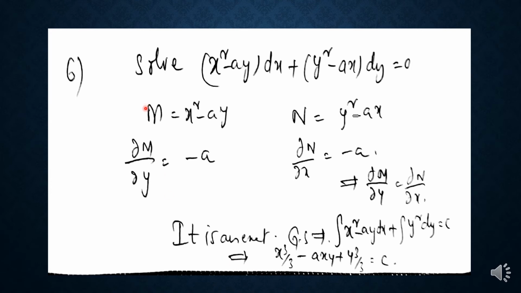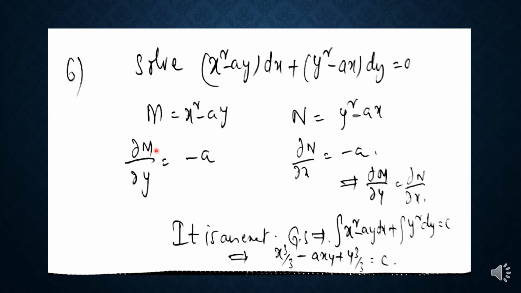So see one more problem in exact differential equations, that is solve x² minus ay dx plus y² minus ax dy is equal to 0. So here M is equal to x² minus ay and N is equal to y² minus ax.